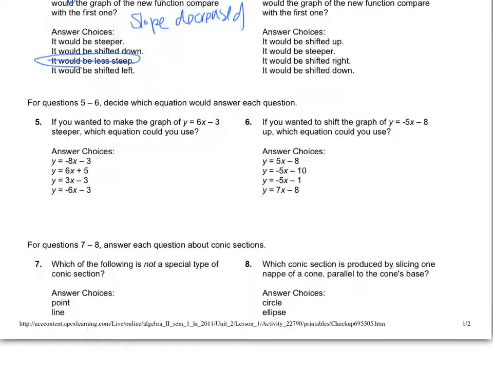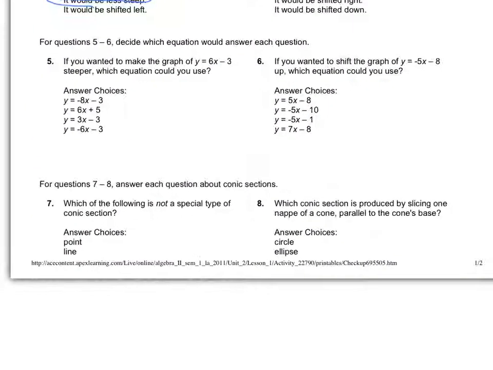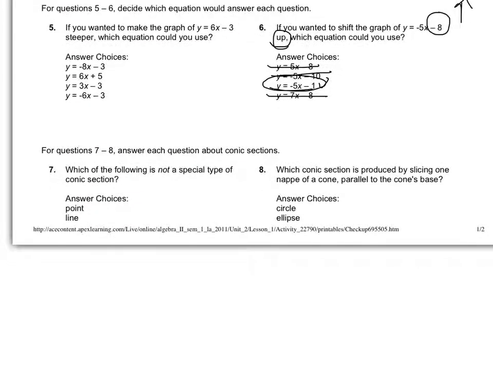Now I'm going to do problem 6, so you'll have to do 5. If you wanted to shift the graph of y equals negative 5x minus 8 up, which equation could you use? If I'm shifting it up, that means my number on the end, my minus 8, needs to increase. It needs to go up, so anything bigger than negative 8. Negative 8 is not bigger than negative 8. Negative 10 is not bigger than negative 8. Negative 1 is bigger than negative 8. And again, negative 8 is not bigger than negative 8. So y equals negative 5x minus 1 would be shifted up from negative 5x minus 8.